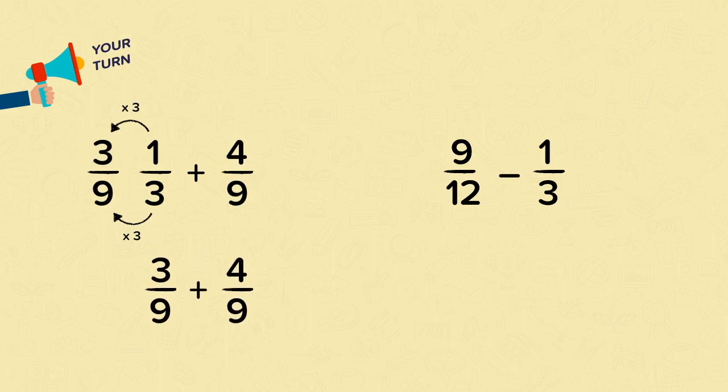Your next step is to add the fractions that now have the same denominator. You should have added the numerators and left the denominator the same. 3 add 4 equals 7, so 3/9 add 4/9 equals 7/9.